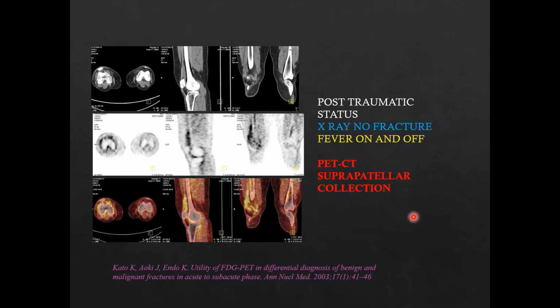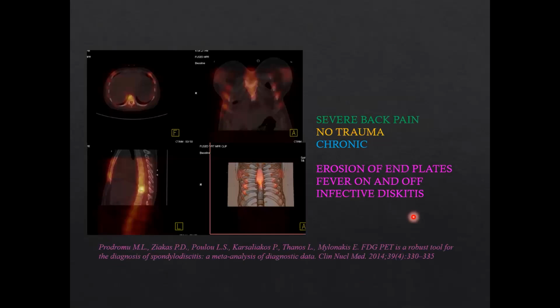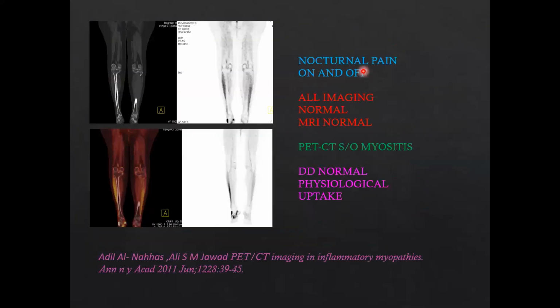And this is severe back pain, no trauma, chronic. So, you have erosion of end plates, fever on and off, and this is a case of infective discitis. This is a reformatted image of the bone with superimposed PET images. So, coming to nocturnal pain on and off, all imaging normal, MRI normal.